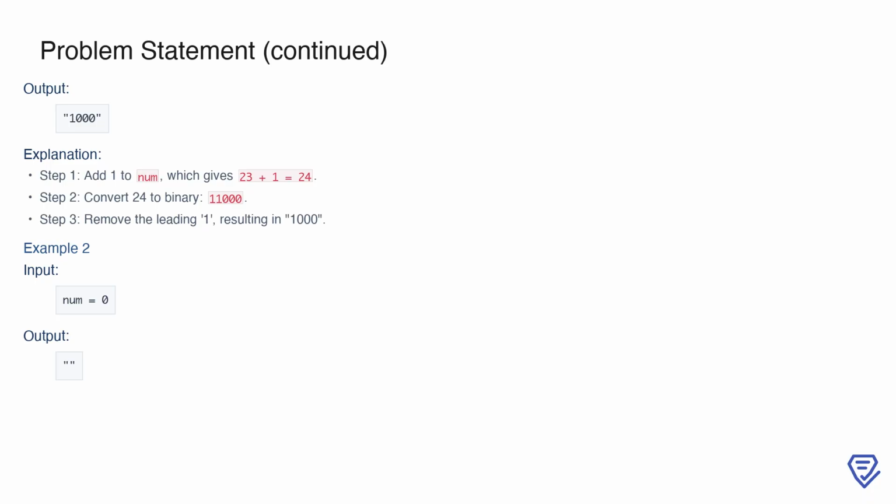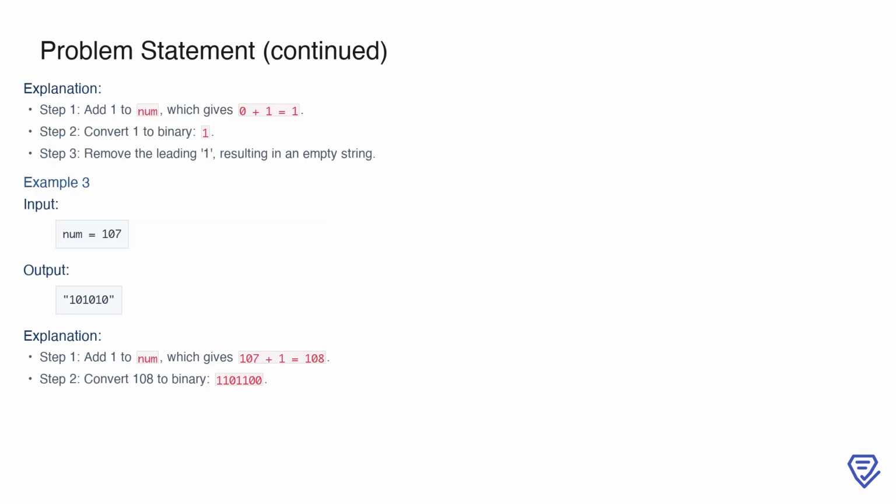Another example is when number equals 0. Here, we add 1 to number, giving 0 plus 1 equals 1. The binary representation of 1 is simply 1. Removing the leading one from this binary string leaves us with an empty string as the output.